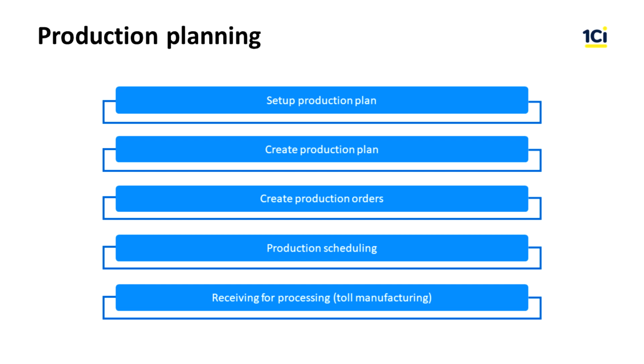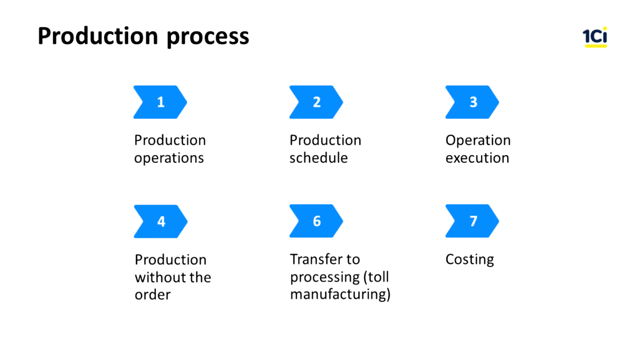The final stage is production scheduling. We will plan the production schedule taking into account the availability of materials, equipment, and human resources. We'll also consider the process of receiving orders for tolling from the client's materials. Then we'll proceed with a more detailed planning of the production process at the shop floor level.